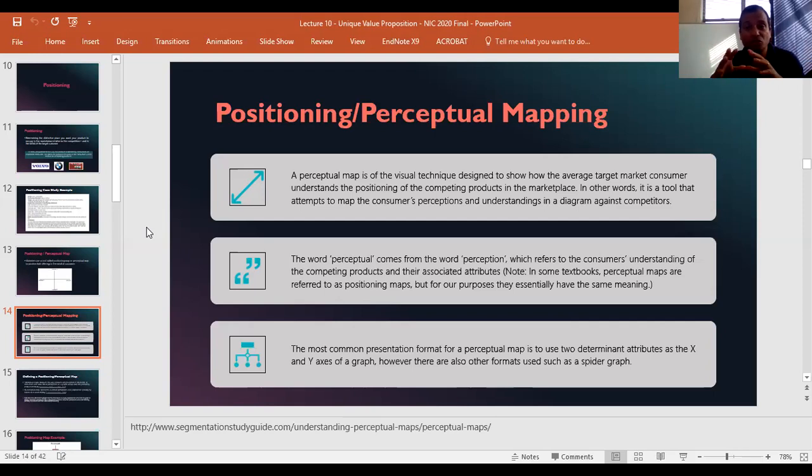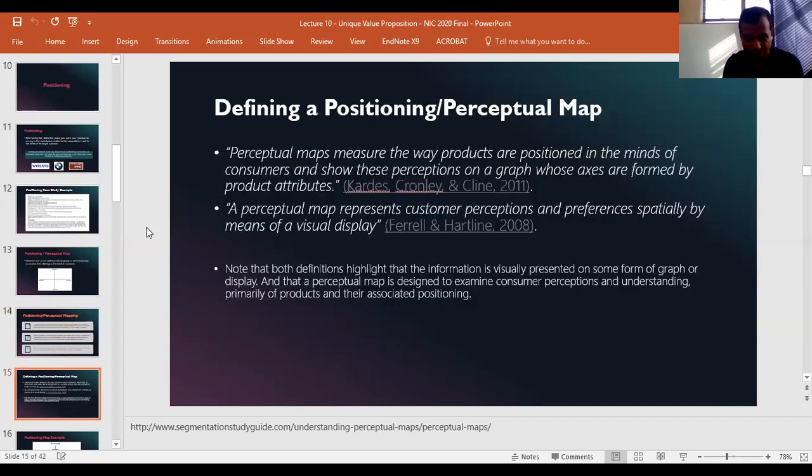There are other ways to do this sort of mapping. If you remember, we went through the spider graph when we were discussing branding and positioning. In week 4 or 5, we talked about the spider graph or radar graph. So there are other ways, but first try to understand perceptual mapping. There is a definition of perceptual mapping: it is a way products are positioned in the mind of the consumer.